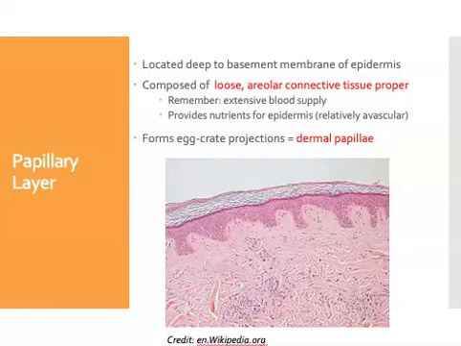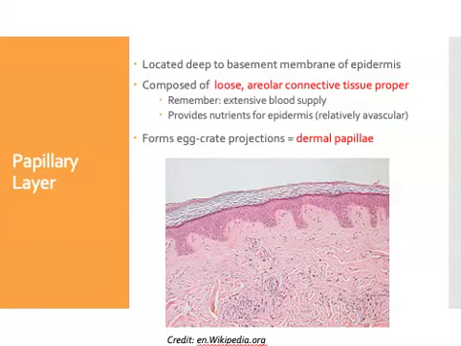Let's start with the papillary layer. So this is the upper layer of the dermis. This is what lies just underneath the basement membrane of the epidermis. The papillary layer is composed of connective tissue proper, and specifically loose areolar connective tissue proper. Now, if you remember when we talked about connective tissue, what makes areolar connective tissue unique is that it has an extensive blood supply, and that's why you saw so many blood vessels in that drawing.